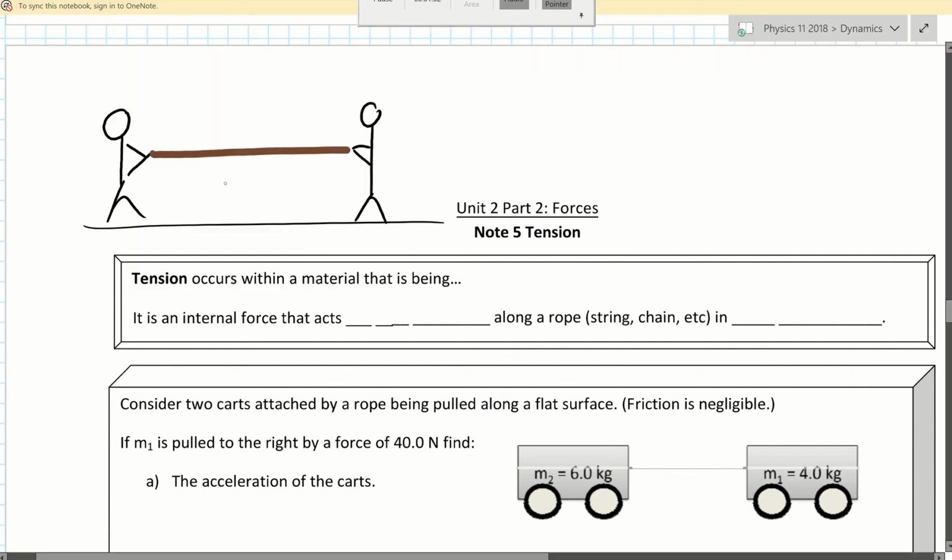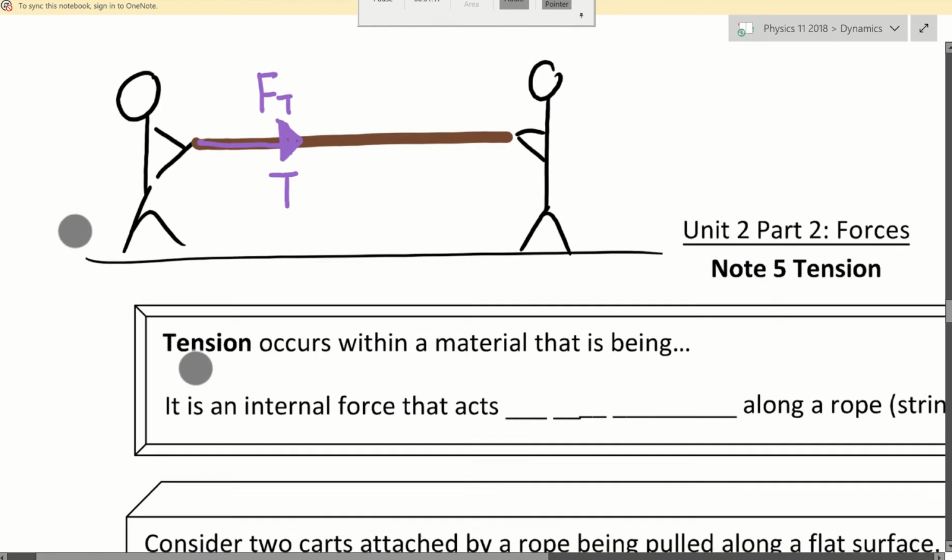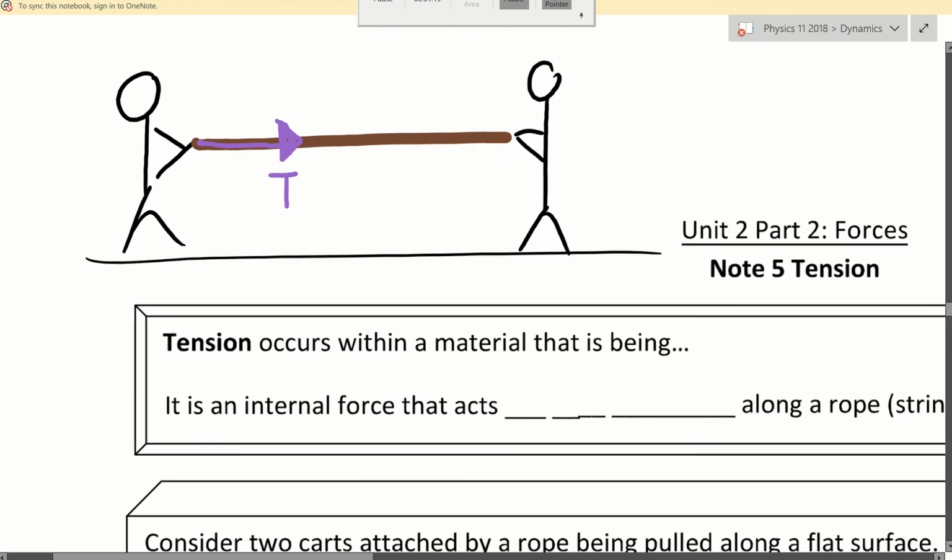If you ask the person on the left hand side, he's going to say there's a force on the wire pulling me to the right hand side. That's true, because that's from the person on the right hand side. We call that tension, T or F of T, like that.